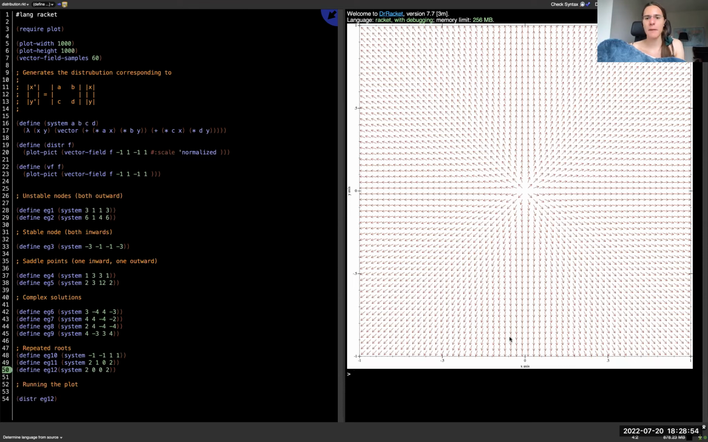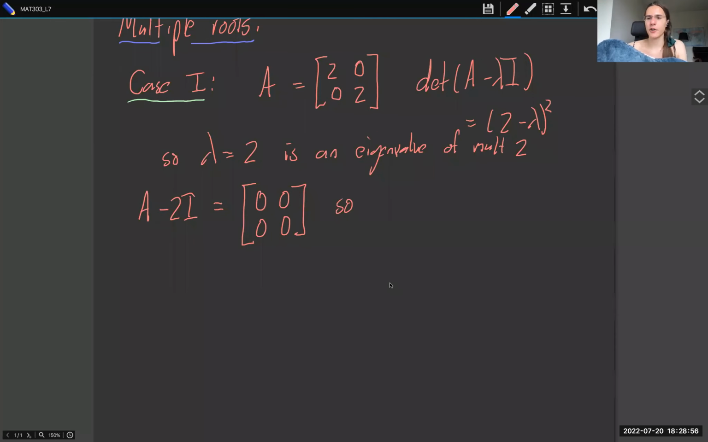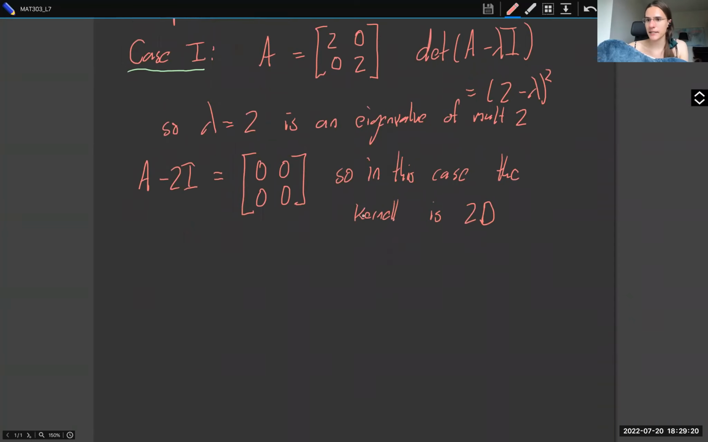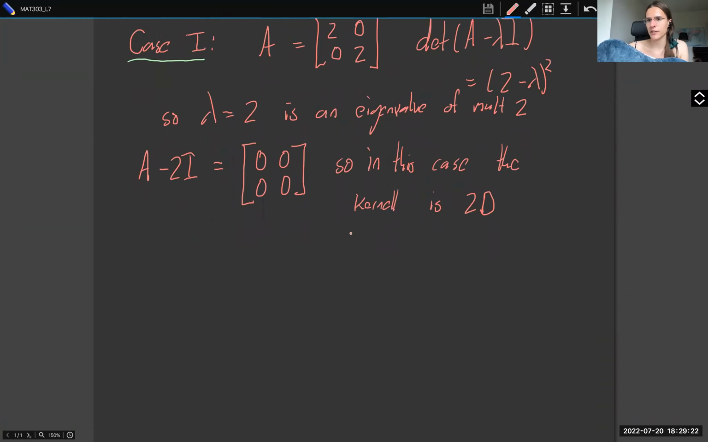So basically what happens then is that we have a kernel that's two-dimensional. So in this case, the kernel is two-dimensional. And so every single point in this two-dimensional space is an eigenvector. And then we can take any two linearly independent non-zero eigenvectors. Well, that's redundant. If they're linearly independent, then they're non-zero.